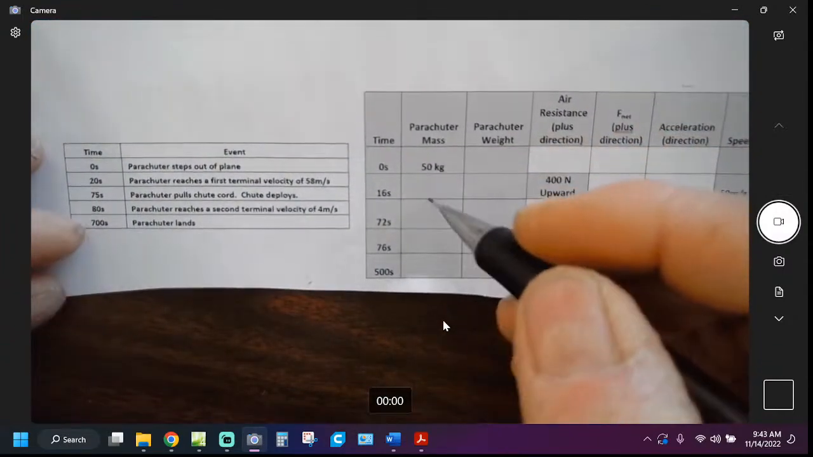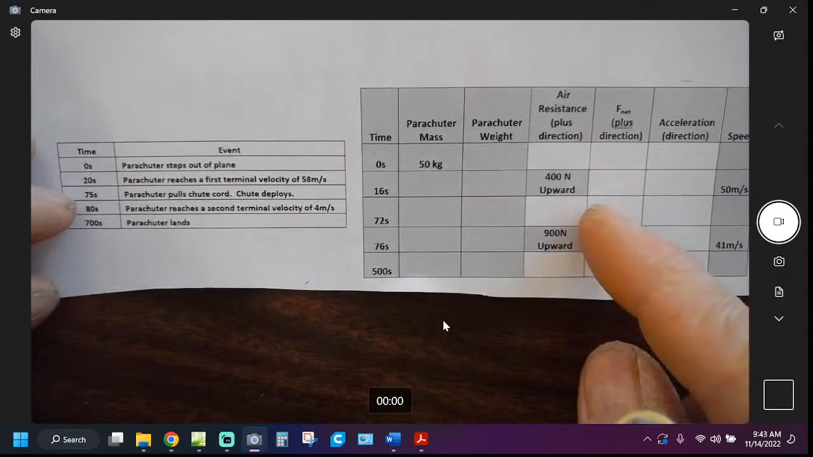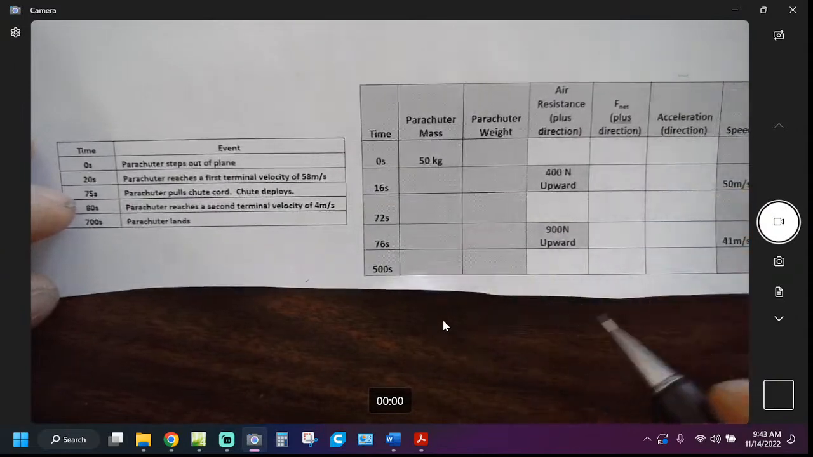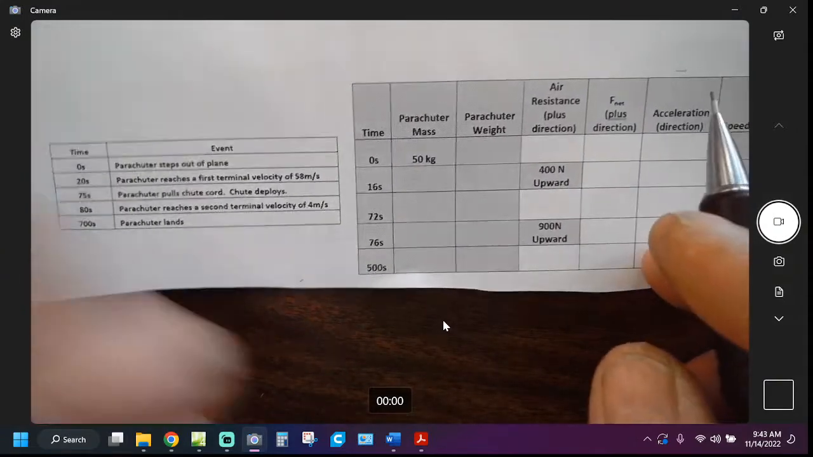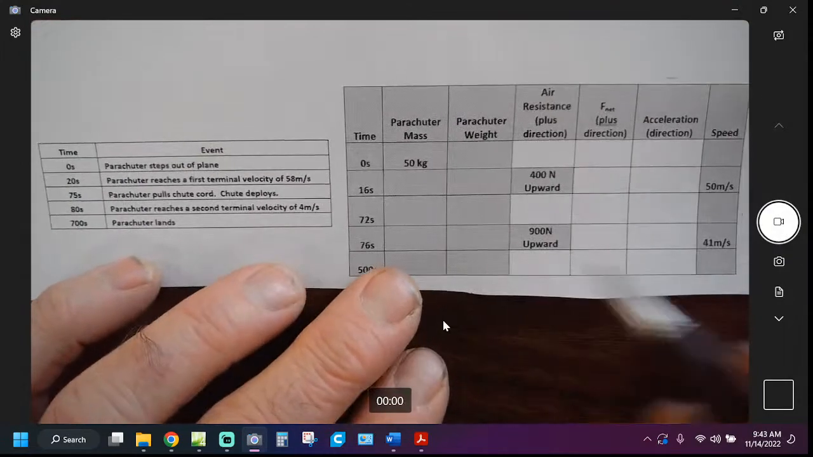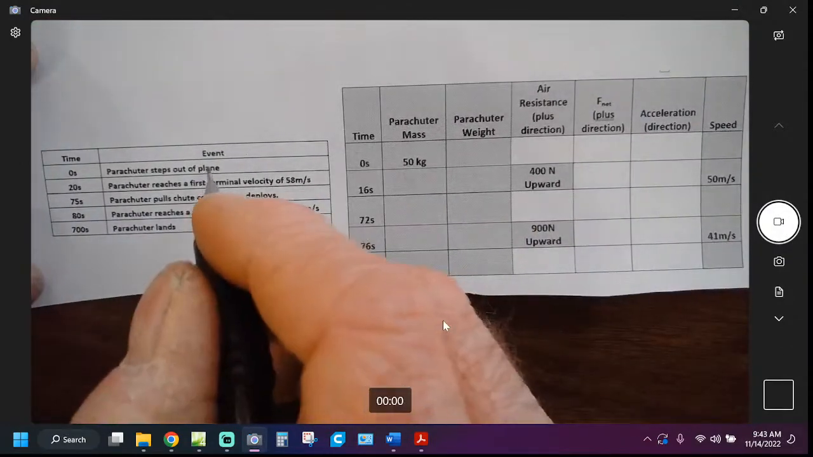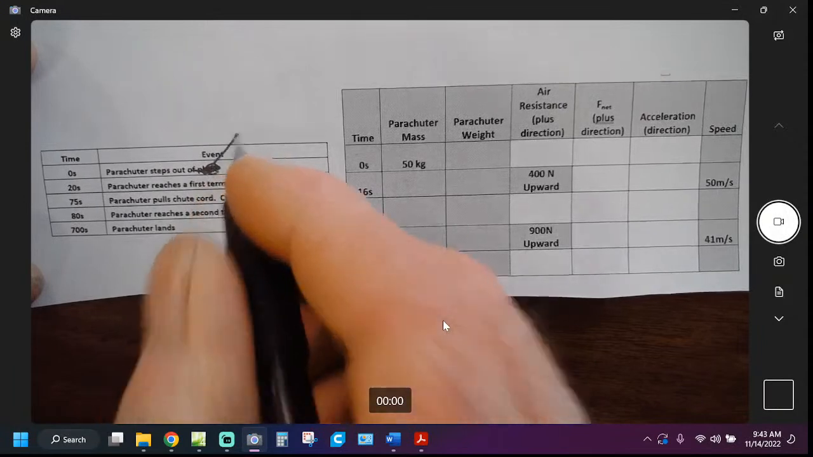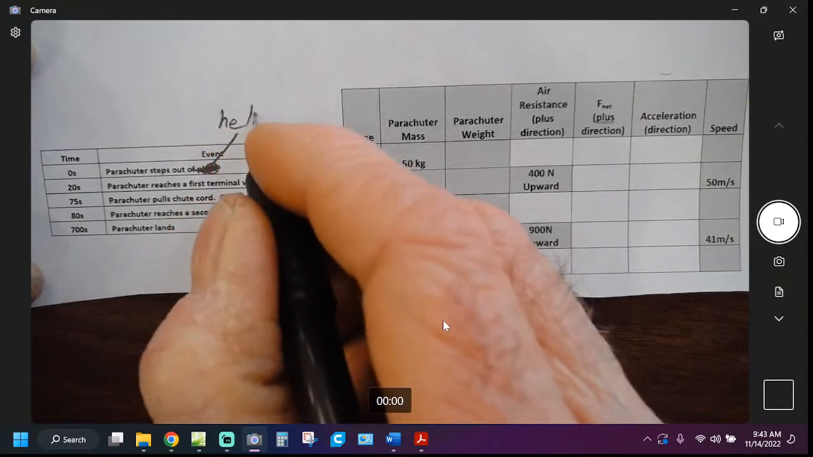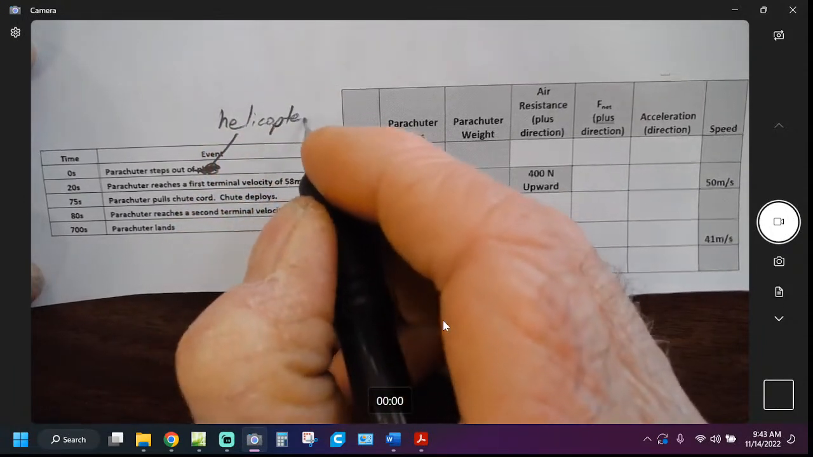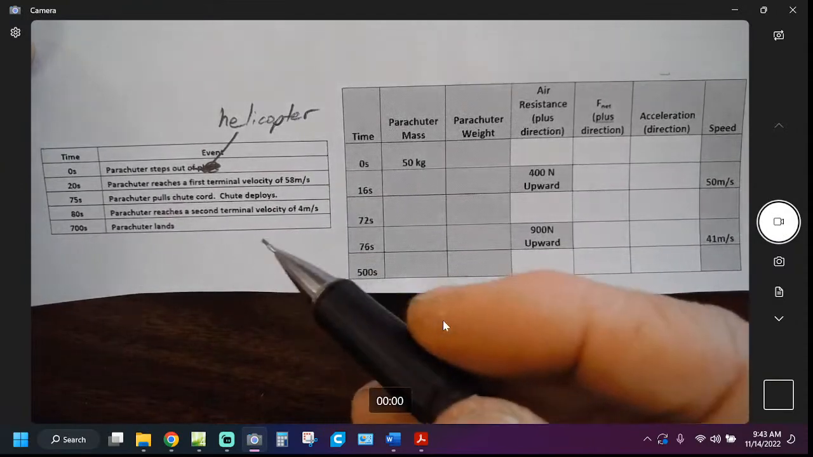So first, the math. Now, if this were a quiz, only the stuff in white would be graded. The other stuff is kind of helpful. It's just for your information, but only that stuff. And if I remember, I will change this to a helicopter because then I won't get any questions about how fast the person is moving at the beginning.